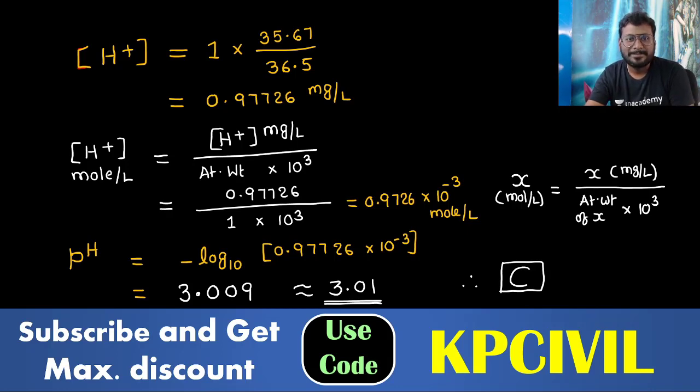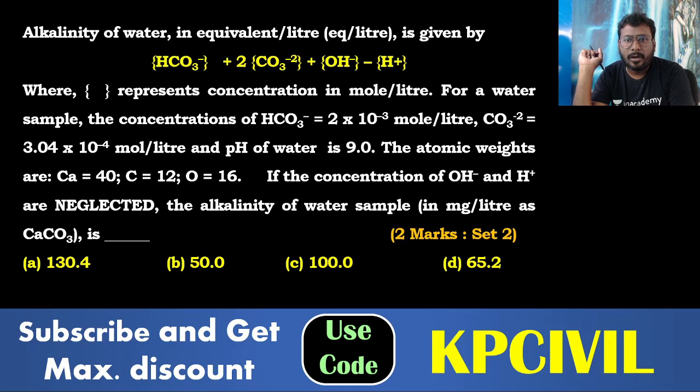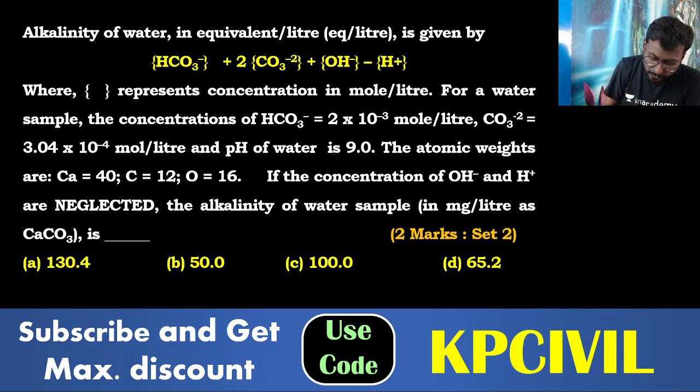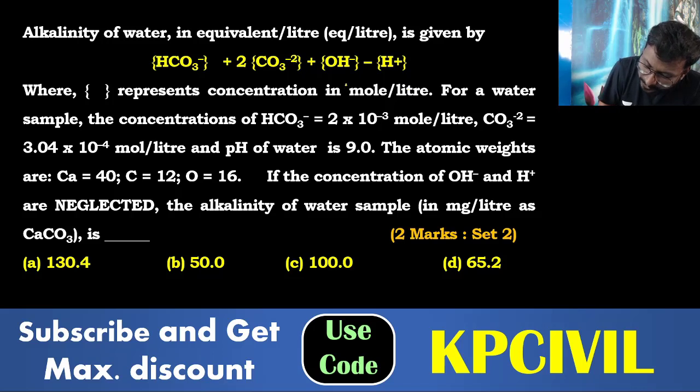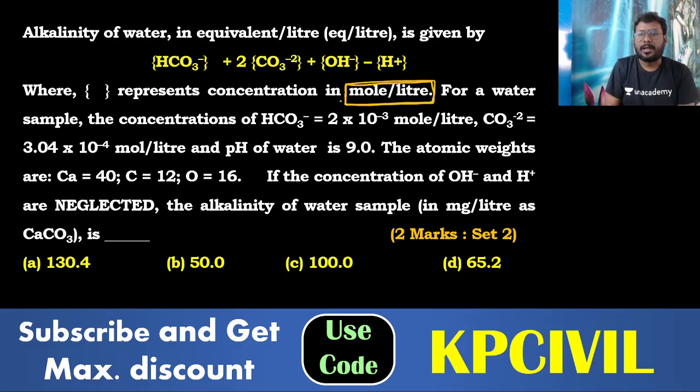Clear for everyone? Alkalinity of water in equivalent per liter is given by HCO3 minus plus 2 into CO3 2 minus plus OH minus minus H plus. All these represent concentrations in the units, which is very important. I told you several times in the class also, this formula considers units of mole per liter.